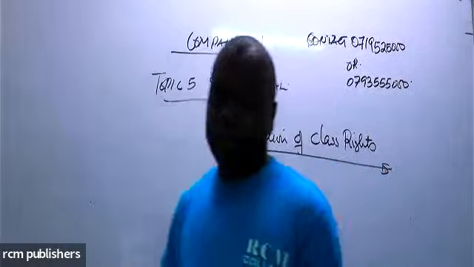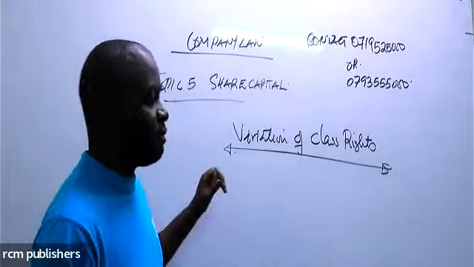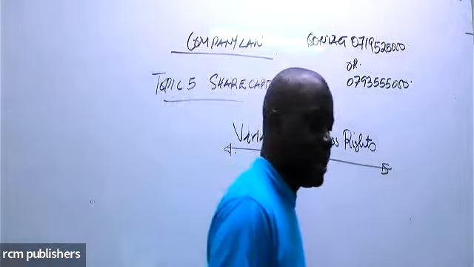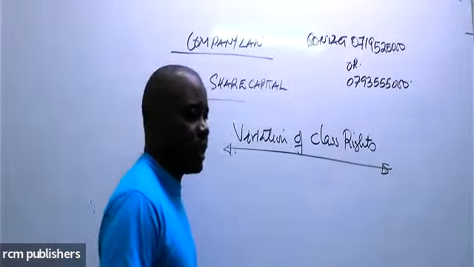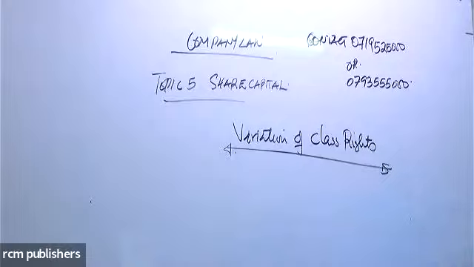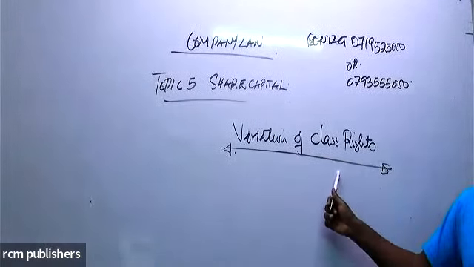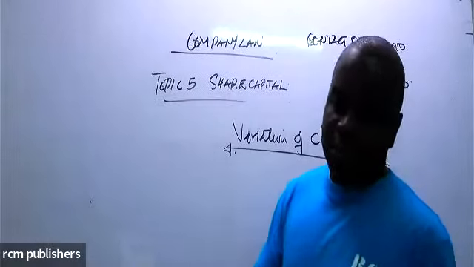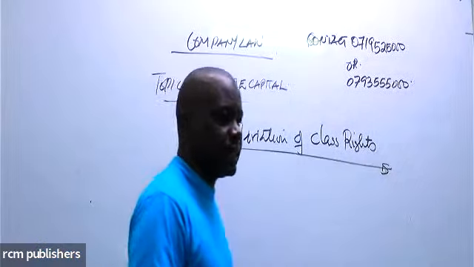So sometimes the variation of these rights can happen in the company. These rights can actually be varied. So the company wants to vary the rights of a class of shares. They can proceed and agree that they are going to vary the class rights. But the members of that class of shares will have to approve of it.